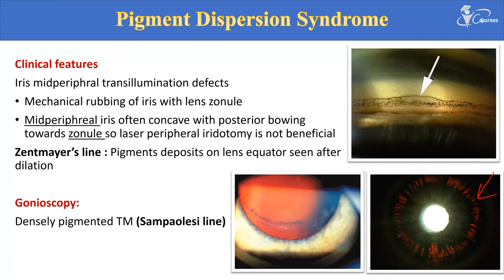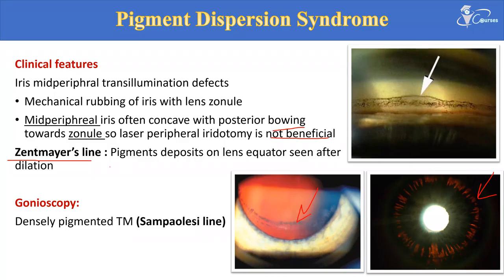This mid-peripheral iris is often concave with posterior bowing, so it will bow against the zonule, so laser peripheral iridotomy is not very beneficial. We don't use laser PI in such cases. Also, the pigment deposition on the lens results in what's called the Zentmayer line, which is a pigment deposit on the lens equator seen after dilatation.